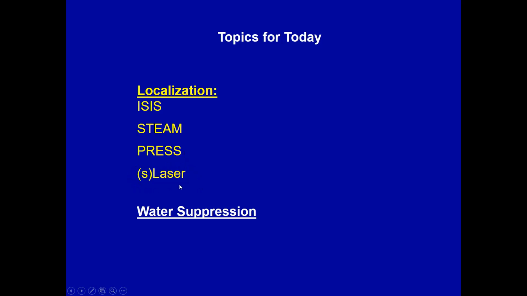Semi-laser gives you good volume selection. It's 1D localization, but it takes a lot more power than the other ones, so you have to watch the power deposition. And the echo times tend to be a bit longer, but the way the sequence plays out, the coupling doesn't knock down your signal as quickly. So each has advantages and disadvantages. They're good for different purposes.